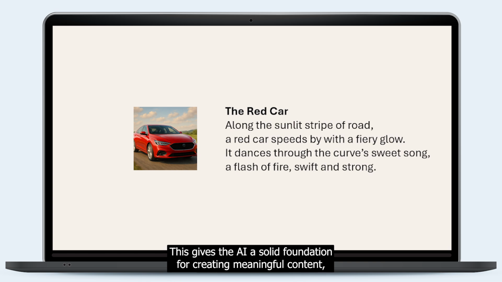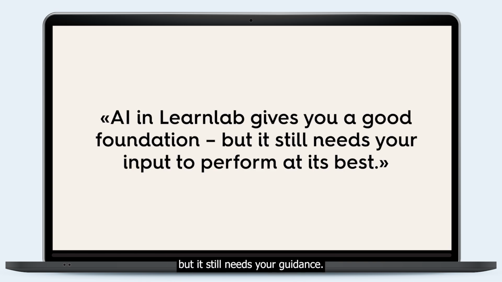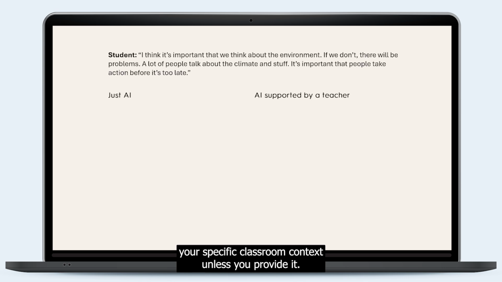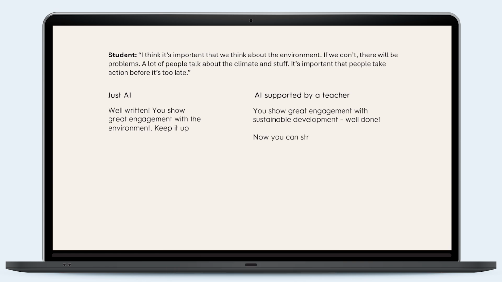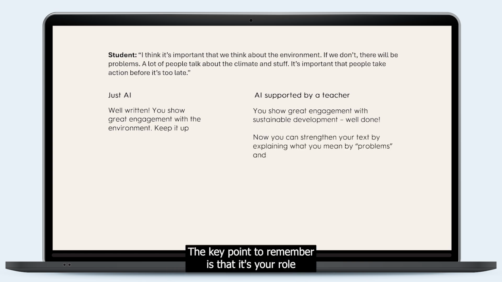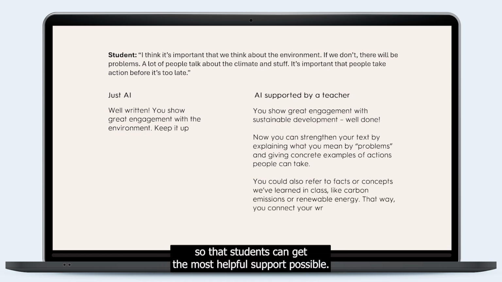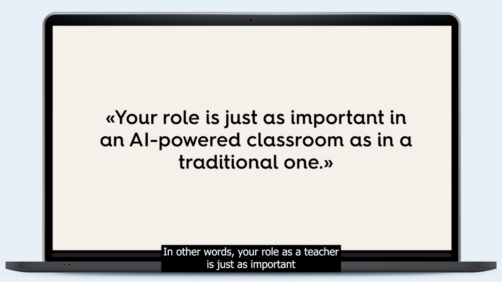This gives the AI a solid foundation for creating meaningful content, but it still needs your guidance. AI is not all-knowing. It can get things wrong, and it doesn't understand your specific classroom context unless you provide it. Later in the video, we will show you how to get around these limitations and use the tools effectively. The key point to remember is that it's your role as the teacher to give Learny a clear, complete picture so that students can get the most helpful support possible.